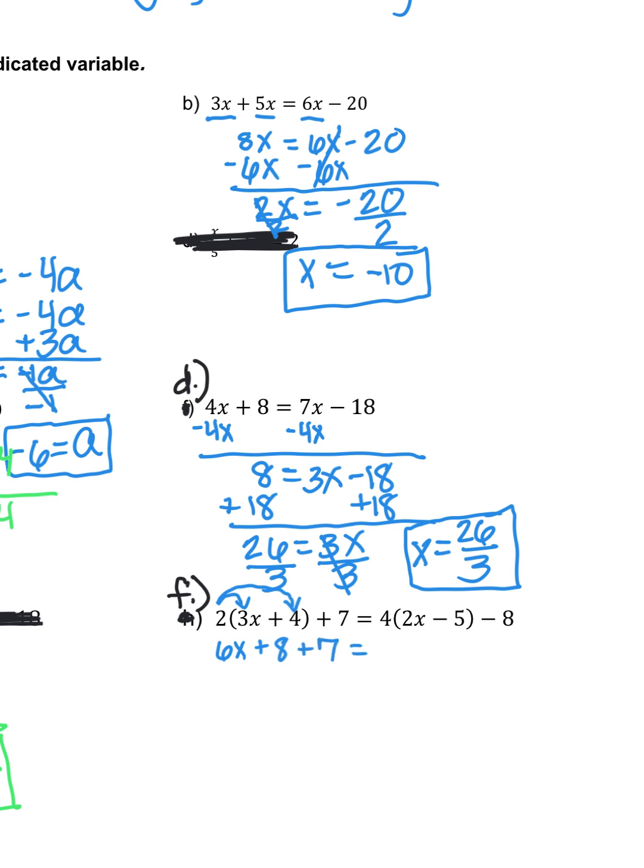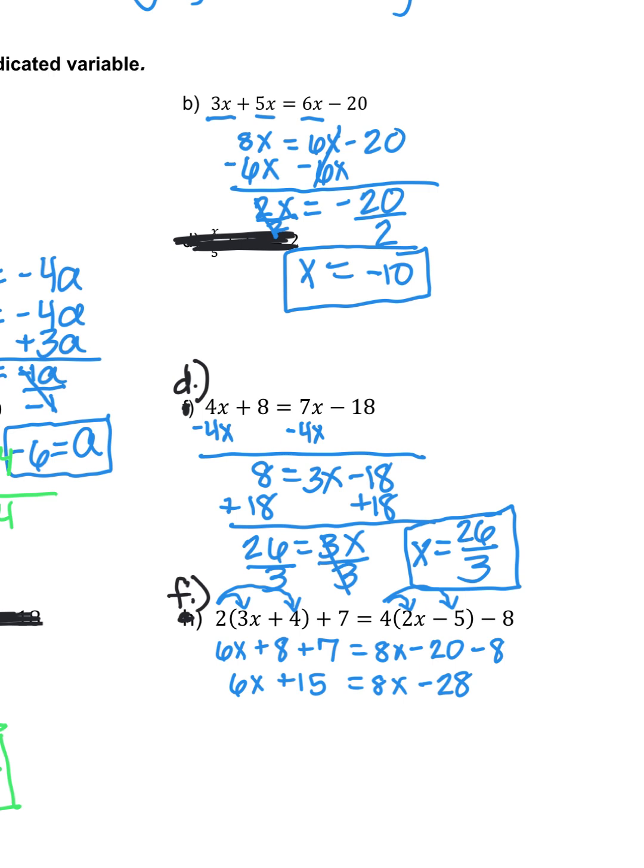Now we have the 4 in another set of parentheses, so let's distribute. 4 times 2x is 8x. 4 times negative 5 is negative 20, minus 8. Okay, in this case, we can combine our x's or our numbers. I think this one, I'm going to combine the numbers first. So let's do 6x. 8 plus 7 is 15, equals 8x. Negative 20 and negative 8 is negative 28.